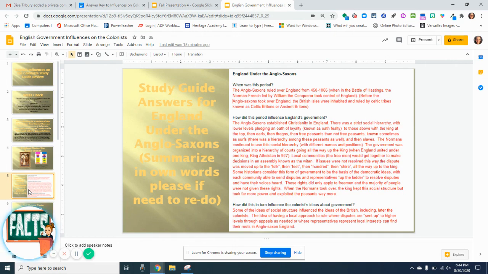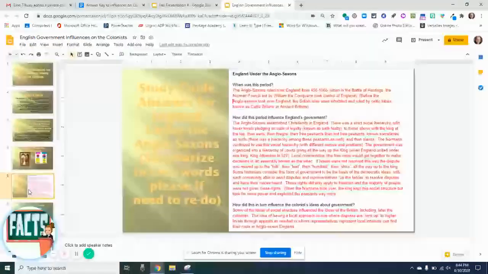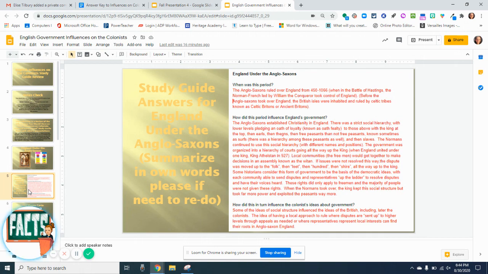So some of these ideas of the social structure influenced the ideas of the British, including later the colonists. So the idea of having a local approach to rule, where disputes are sent up to higher levels through appeals as needed, or where representatives represent local interests, can find their roots in this Anglo-Saxon England.